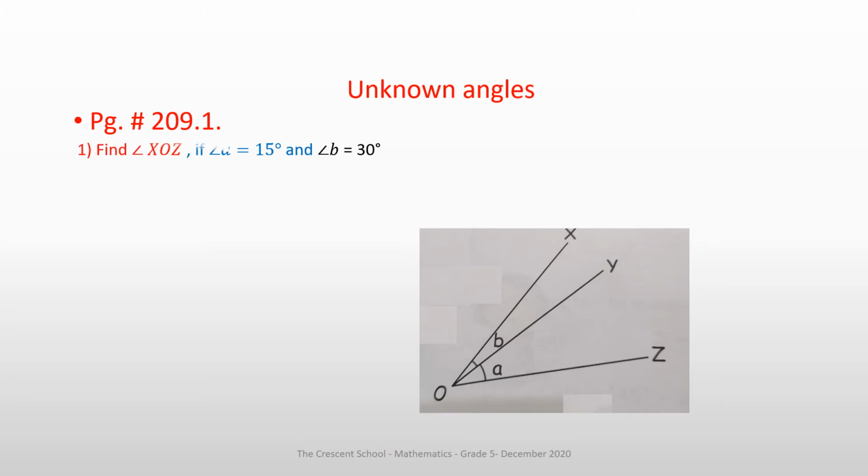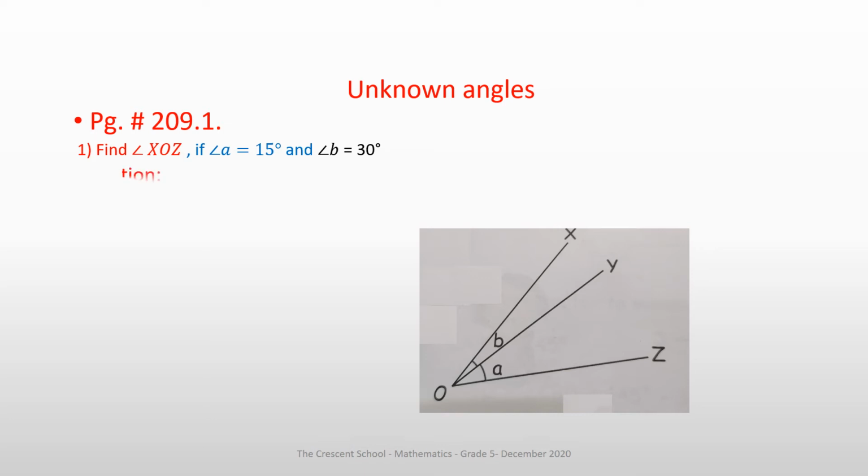Now we will calculate unknown angles by applying the property of adjacent angles. Page number 209, question number 1. Find angle XOZ if angle A is equal to 15 degree and angle B is equal to 30 degree. Students, look at the figure. You can see angle B and angle A are adjacent angles with common vertex O and common arm OY.